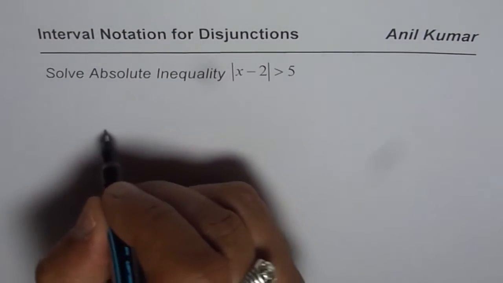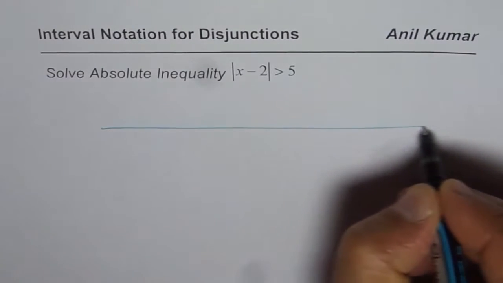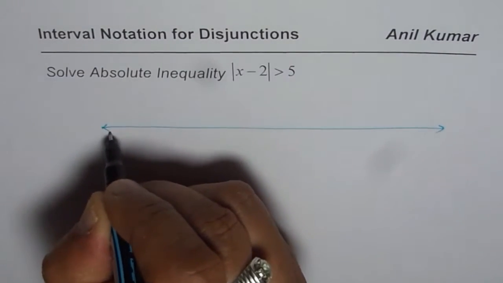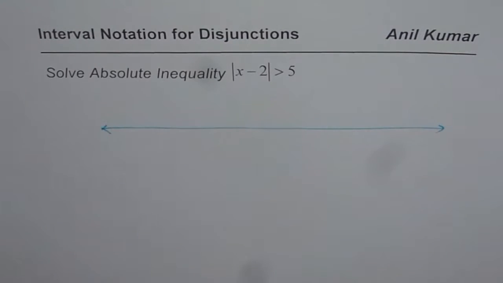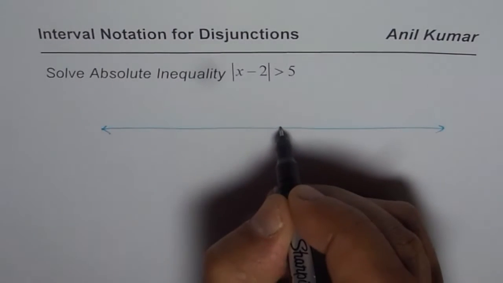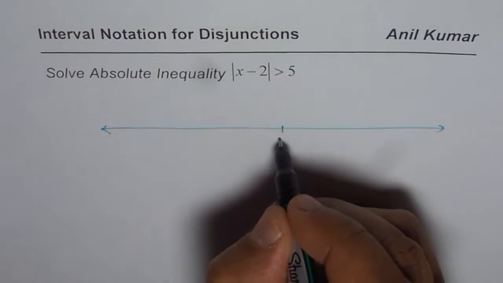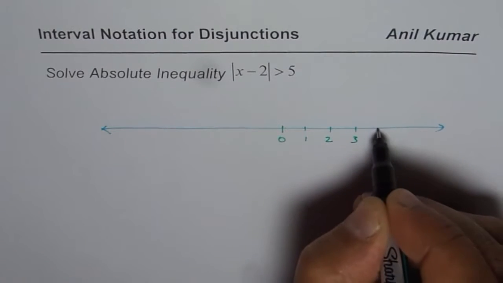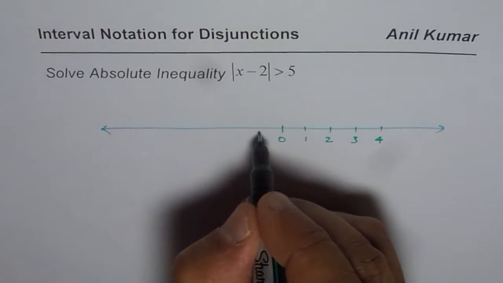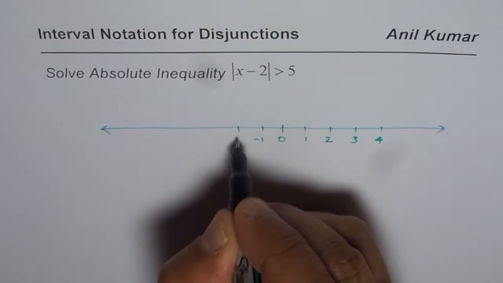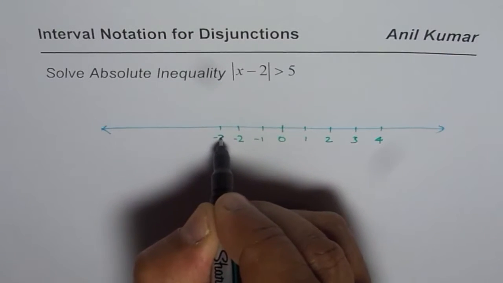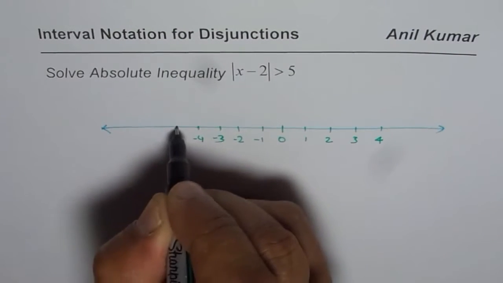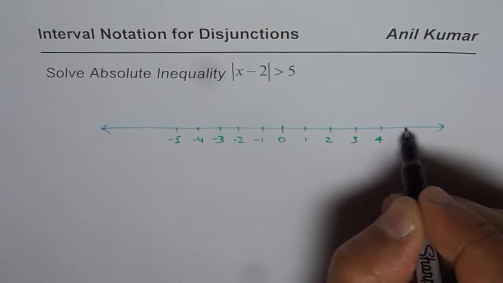Let me give you a solution with reference to a number line, and then we can also look into the algebraic solution. The number line helps us to understand the basic concept. So let's say this is a number line. The numbers are 0, 1, 2, 3, 4, and on this side minus 1, minus 2, minus 3, minus 4, minus 5. Let's put 5 here also.